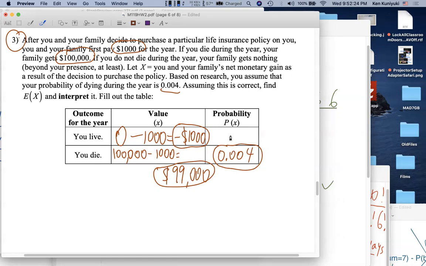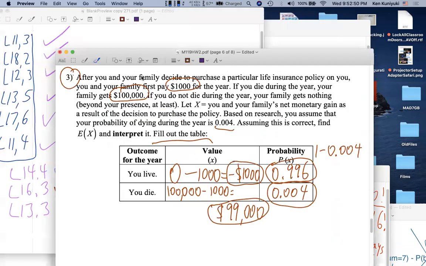How do I figure out the complement? Take that away from 1. Correct. 1 minus 0.004. It's nice if you show that, but I doubt I'd require that. But over here, 0.996. Now I do want to see this. You absolutely have to fill out the table, and it better match up with mine.